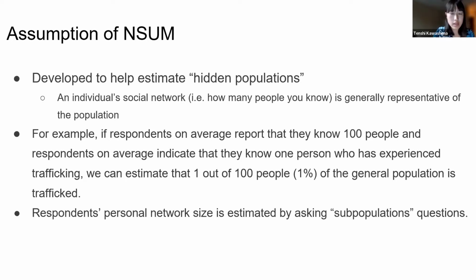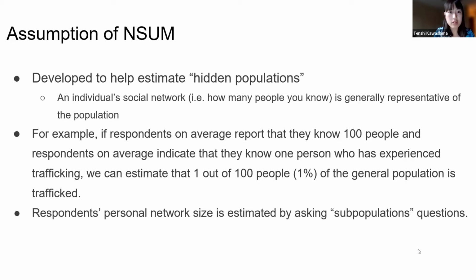So instead of asking directly about the respondents themselves, we use individual social networks to estimate the number of people who have been trafficked. We ask, how many people do you know who have been trafficked? First, we have to determine the respondents' personal network size, or how many people they know in the region. For example, how many people I know in Athens. If respondents on average report that they know 100 people, and on average report that they know one person who has been trafficked, then we can estimate that 1 out of 100 people, or 1% of the general population, had been trafficked.